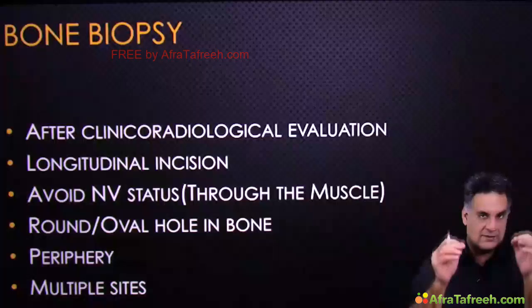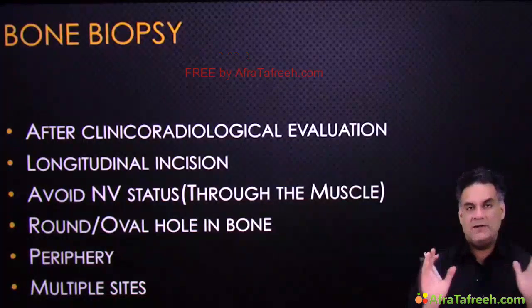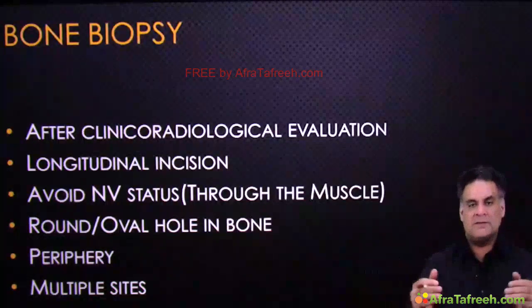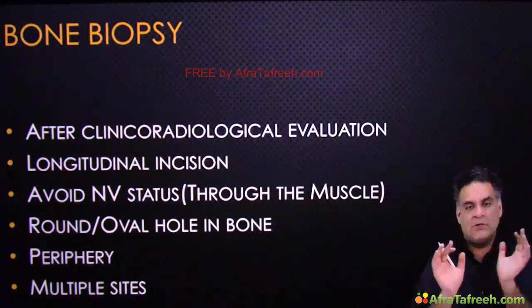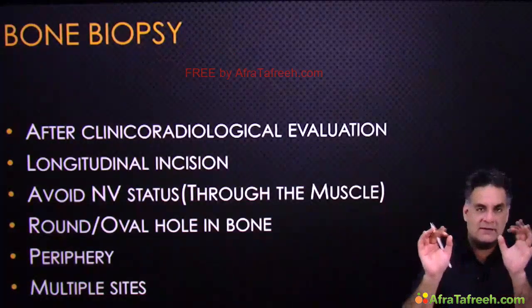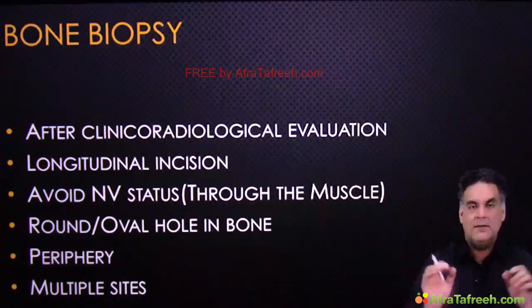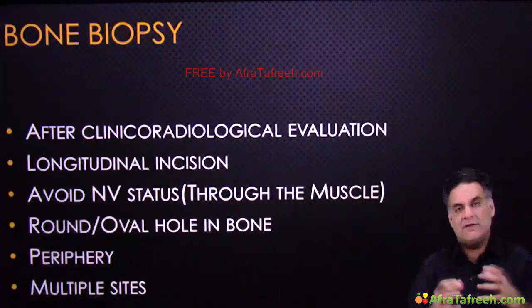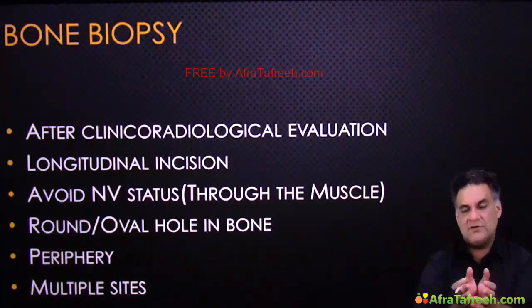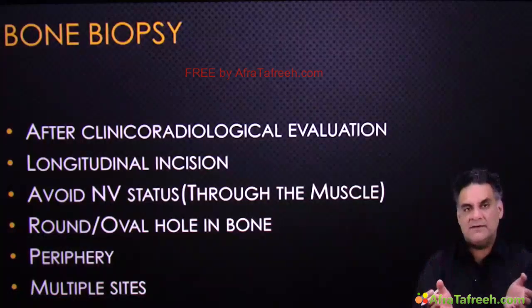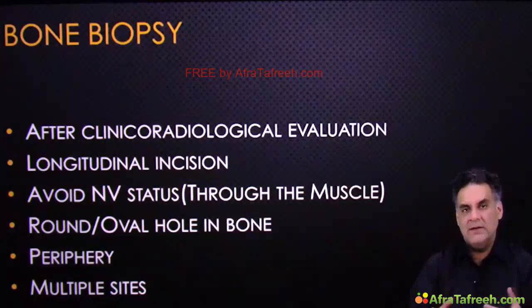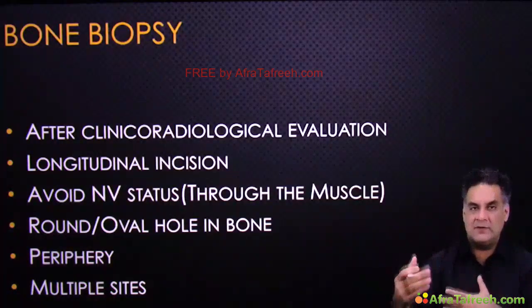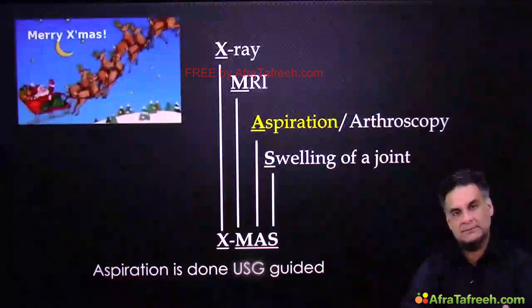Give a longitudinal incision along the axis. Avoid the neurovascular bundle, go through the muscle. Make a round or an oval window to prevent any stress risers that a square window would cause. Take a biopsy from the periphery because the center will have necrosis. Take from multiple sites. Whatever tissue you have, send it for cultures, send it for histopathology, and if required, send it for PCR or serology for mycobacterium.